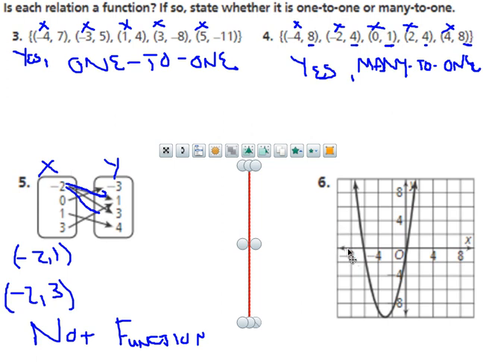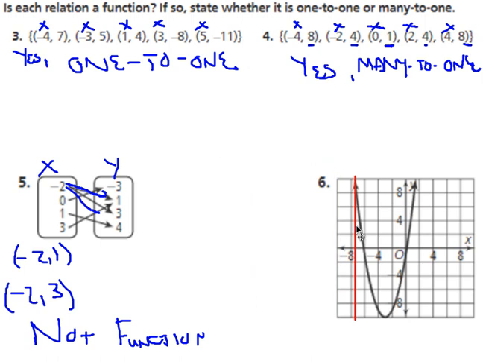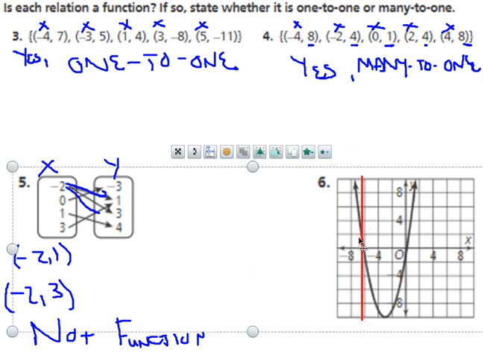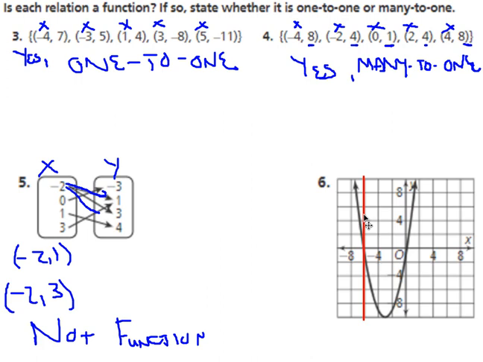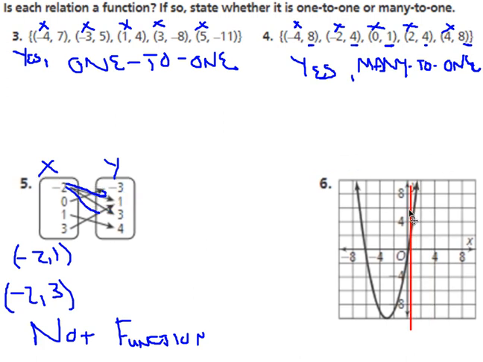If I look, all my inputs are x, right? So as long as this graph only crosses the vertical line one time, that means each x value only has one y value. So if I take this here, this graph is only crossing this vertical line one time. That means this input right here only has one possible output. This x here only crosses this line one time. So when x is this value, which is -6, the output is right here.